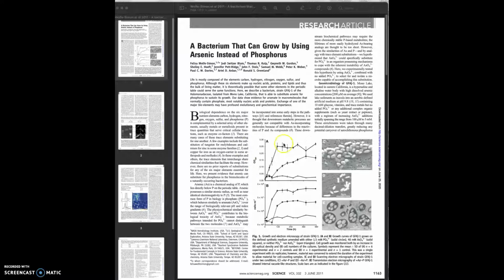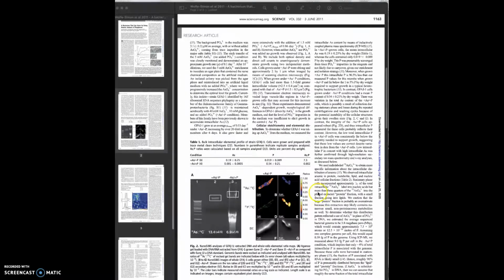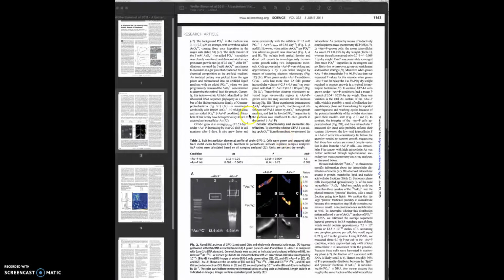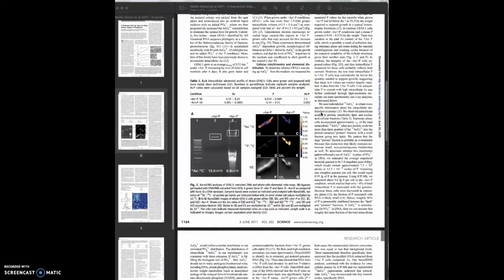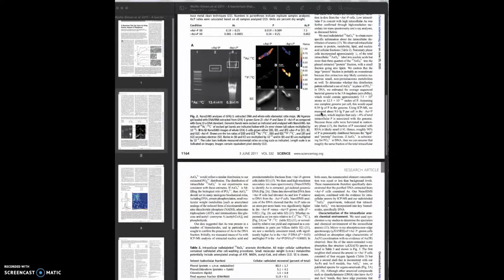So here we can see that the results, we go right from the introduction directly to the results, are given subheadings, geomicrobiology of GFAJ-1, right, along with some accompanying photographs. Next section of those results, cellular stoichiometry and elemental distribution, right? So here we have additional results.